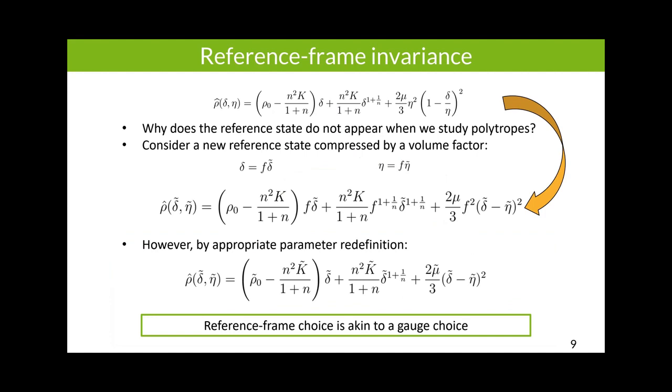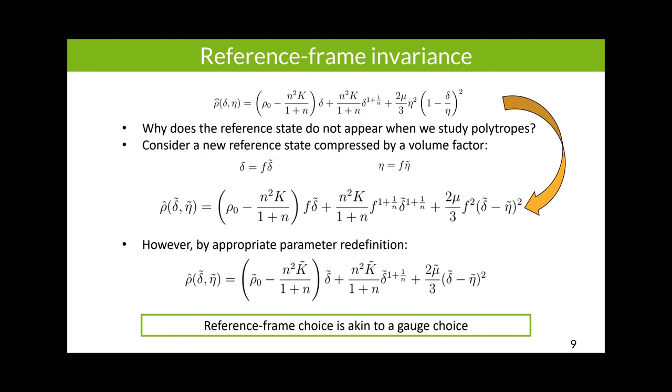So now we have this equation of state, but we can ask why. Well, basically, the reference rate does not appear when we study, for example, fluids or polytropes. This is a parenthesis that I'm doing here. One thing to see is that if you compress your reference state by a factor f, consider a new reference state that is compressed by a volume factor, these delta and eta parameters are changed in this form here. And so you move from this equation of state to this one here.